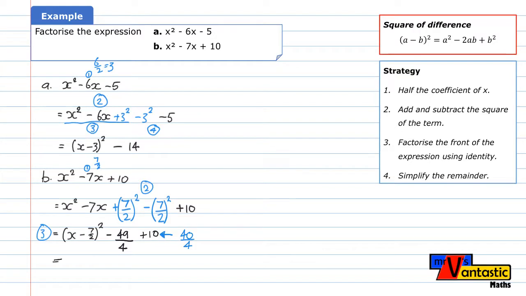If I do that, then I can actually add these as a fraction. So this simplifies even more to x minus 7 over 2 squared, and then we have minus 49 plus 40. Minus 49 plus 40 is minus 9 over 4. And of course, if you wanted to go a step further, we can make that a mixed fraction. You don't have to do that.